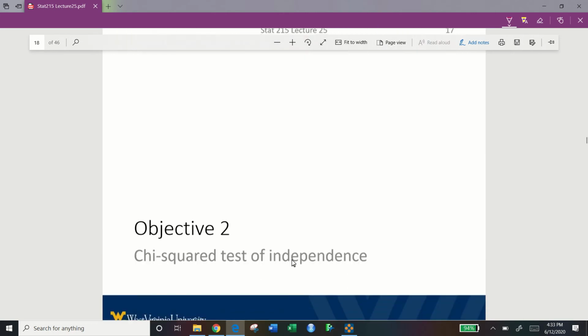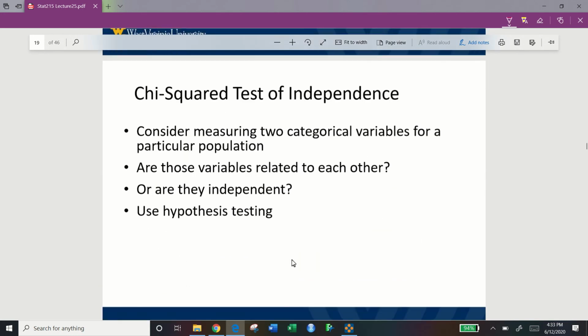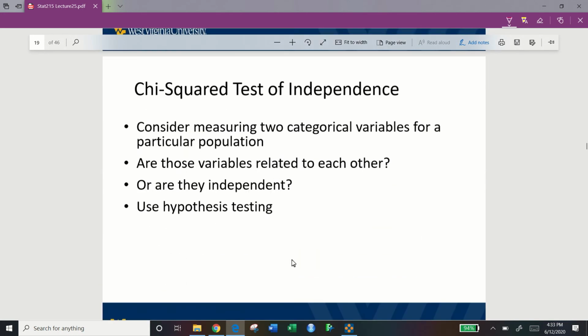Okay, so this brings us to the end of our first objective and on to our second, the chi-squared test of independence. In this test, we consider measuring two categorical variables for a particular population. We want to know, are those variables related to each other, or are they independent?